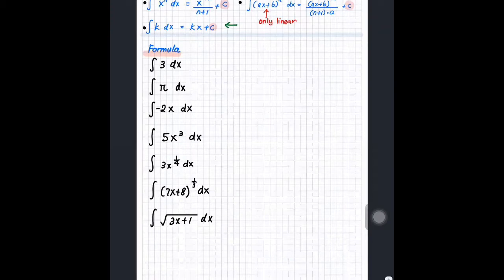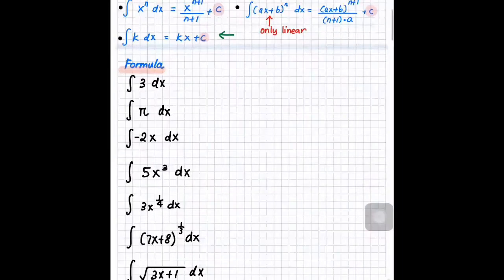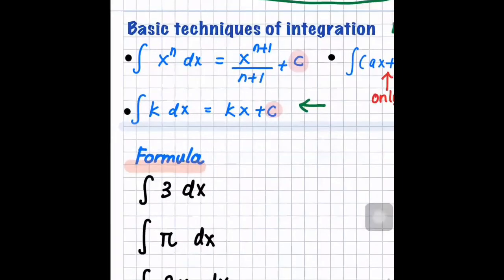Okay, let's take some examples. Let's look first. Analyze the formula. I have an n here, right? I'm not going to do minus 1 anymore. I'm going to do plus 1. Take the power plus 1. Whatever power you have, you divide by it at the bottom.